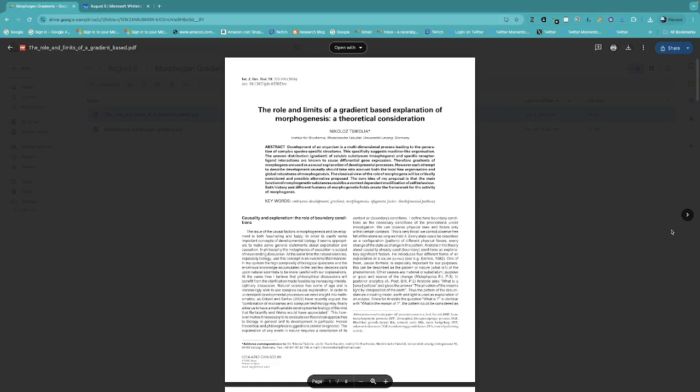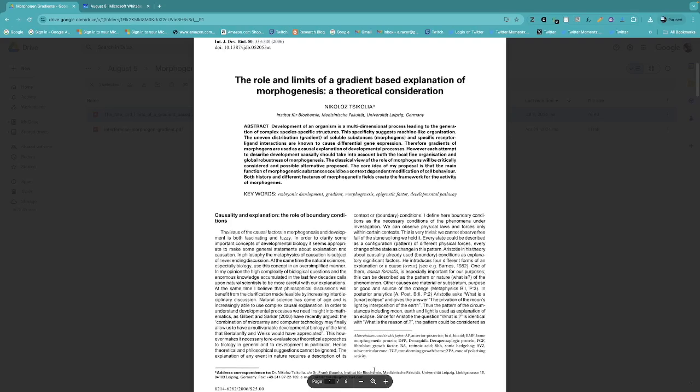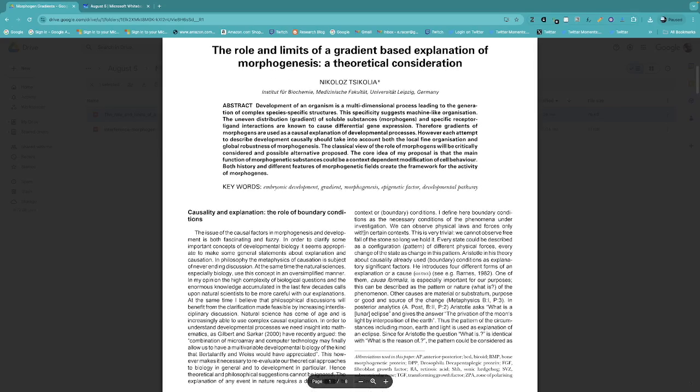This paper here talks about the role and limits of a gradient-based explanation of morphogenesis. So this is a theoretical consideration of these limits. The abstract reads: development of an organism is a multidimensional process leading to the generation of complex species-specific structures.